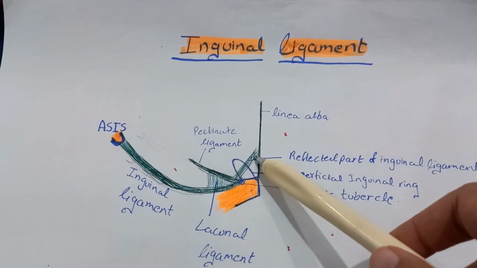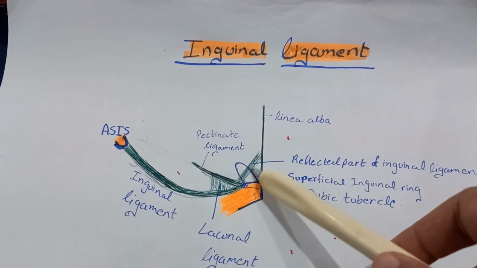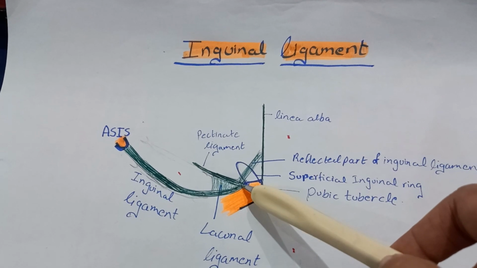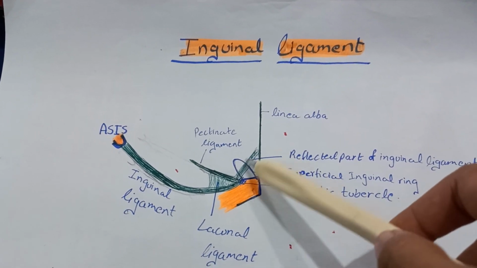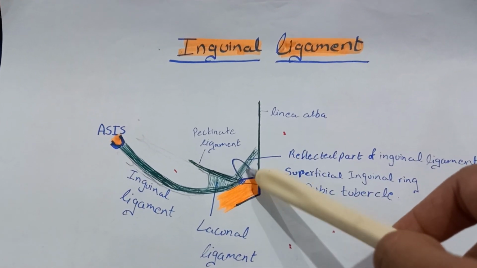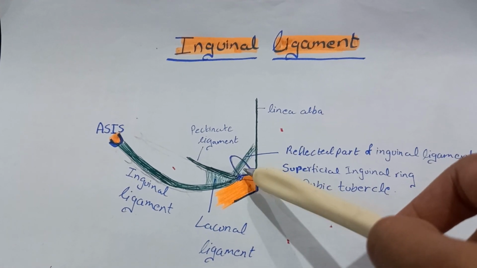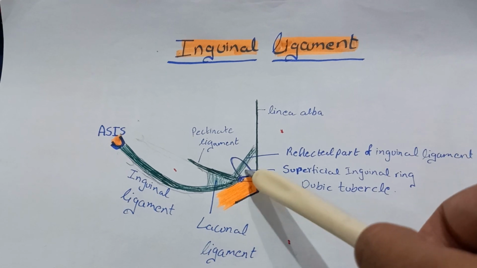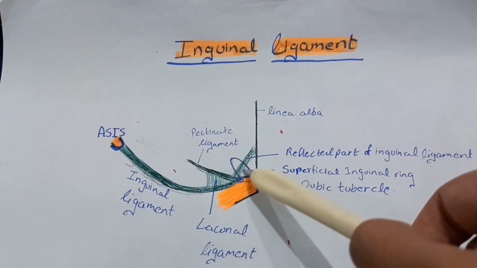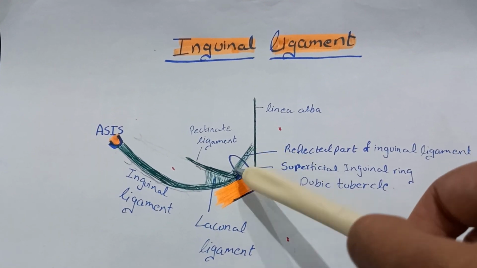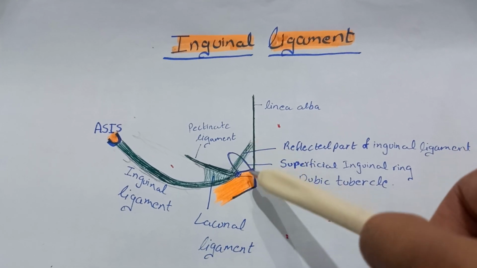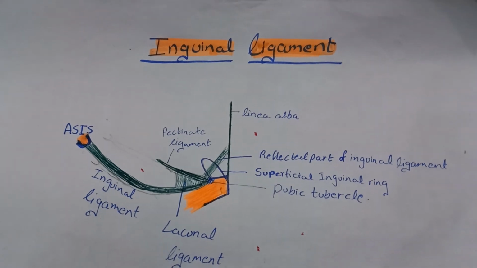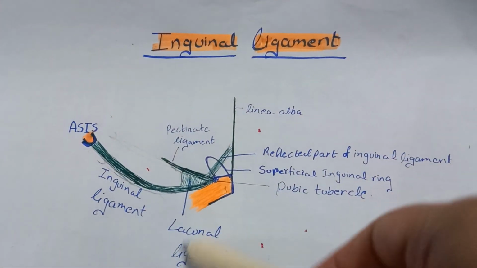Reflected part of the inguinal ligament. As you can see in this diagram, its fibers run upward and medially behind the superficial inguinal ring, in front of the conjoint tendon. This is the reflected part of the inguinal ligament. Its fibers are running upward and medially behind the superficial inguinal ring. So this is about the inguinal ligament and its extensions.